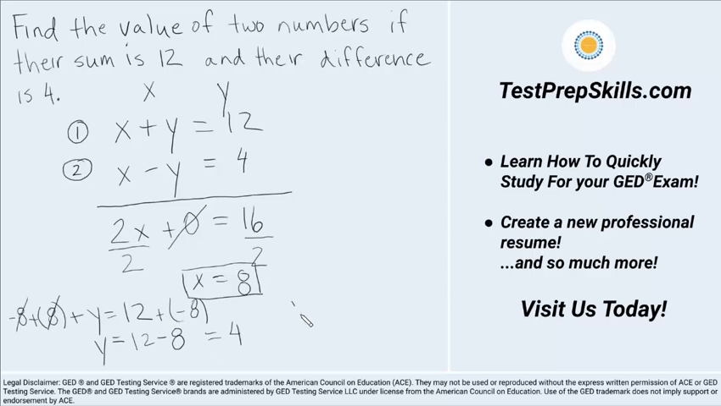So we now have our two numbers, x equals 8 and y equals 4. So that's it. We solved our system of equations word problem, and we found that one of our numbers is 8 and one of our numbers is 4.